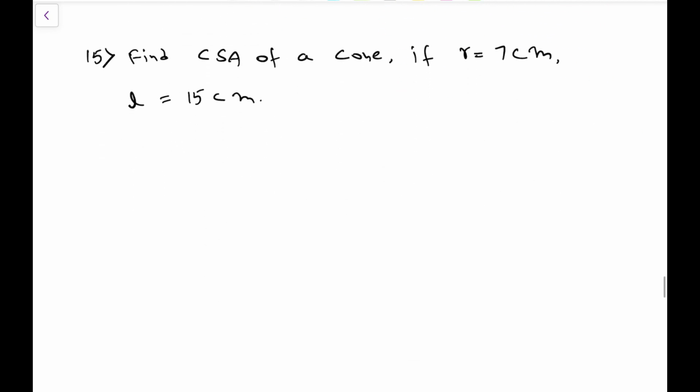Next question is, find curved surface area of a cone if radius is given as 7 centimeter and slant height L is given as 15 centimeter. Just be careful with this cone figure especially. This perpendicular line comes under height of the figure, that is h, and here we have a slant line, right? That is nothing but hypotenuse. That hypotenuse is nothing but the slant height.